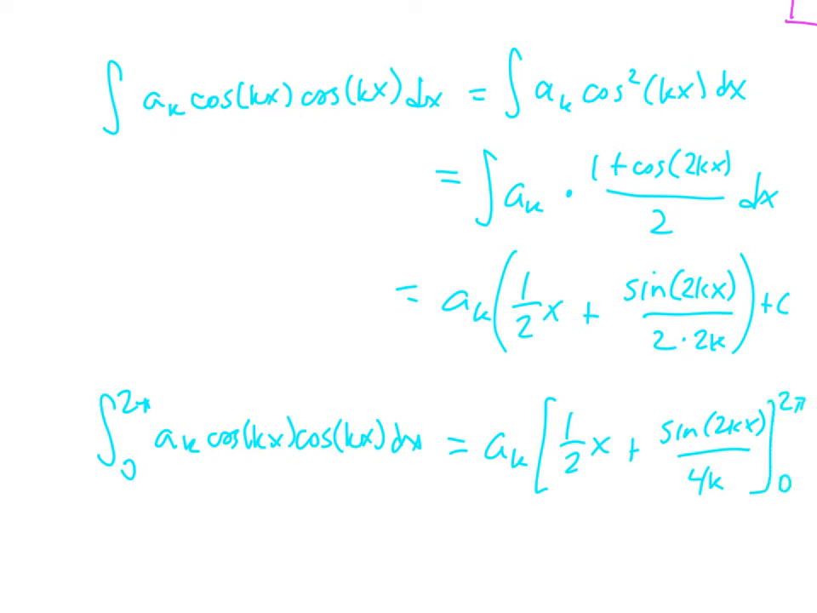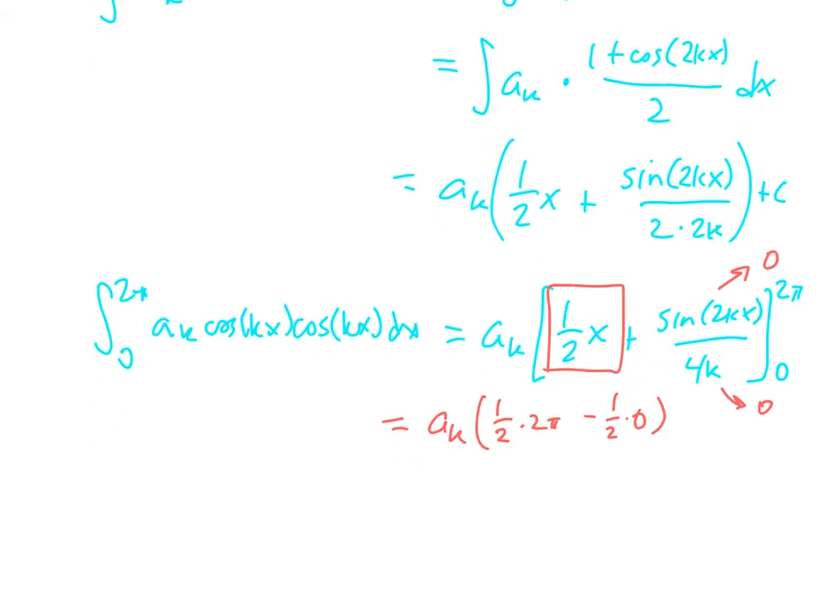Now, would you look at this? This thing here, whether x is 0 or 2 pi, evaluates to 0 each time. But this thing, this one is fun. This gives me a sub k times 1/2 of 2 pi minus 1/2 of 0. And that evaluates to a sub k times pi.